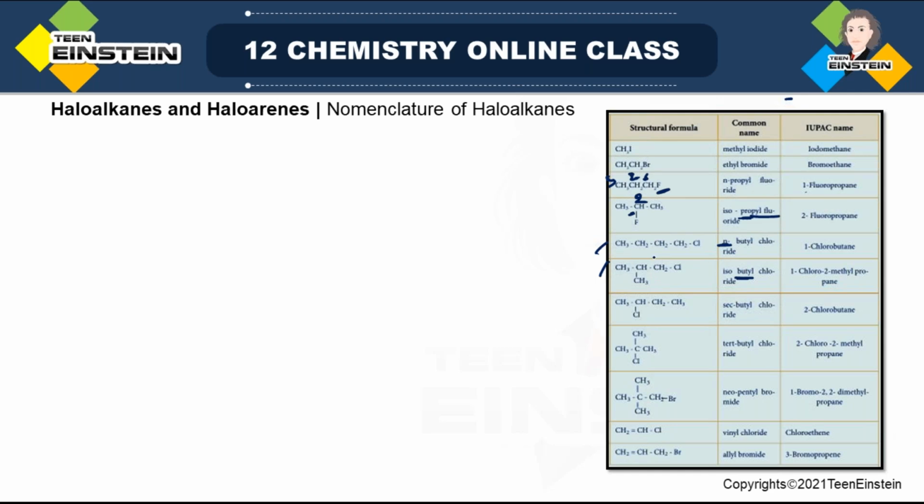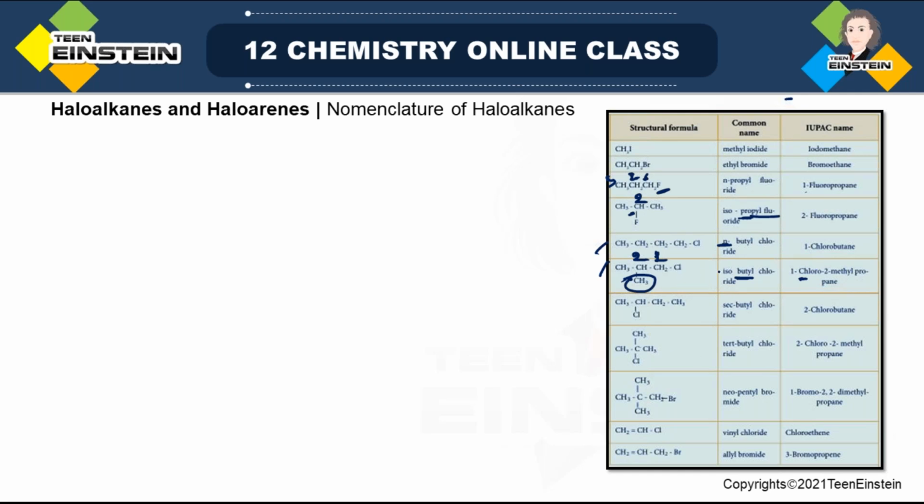Now the reason behind it is that you have to give this carbon 1, because chloro is attached with this carbon. But we also have a methyl group at the 2 position as a substituent, so that is why 1-chloro-2-methyl. But chloro will be written first because C comes before M alphabetically.